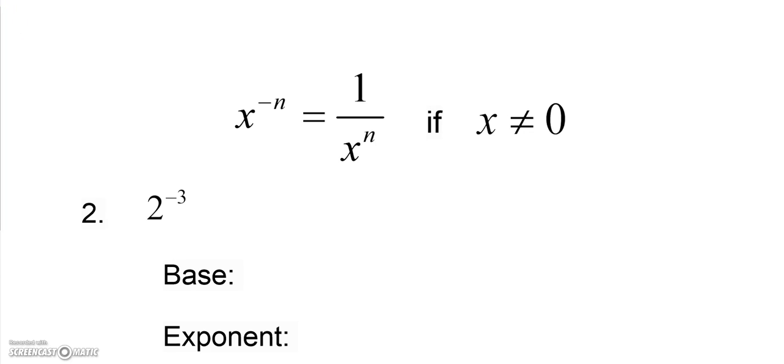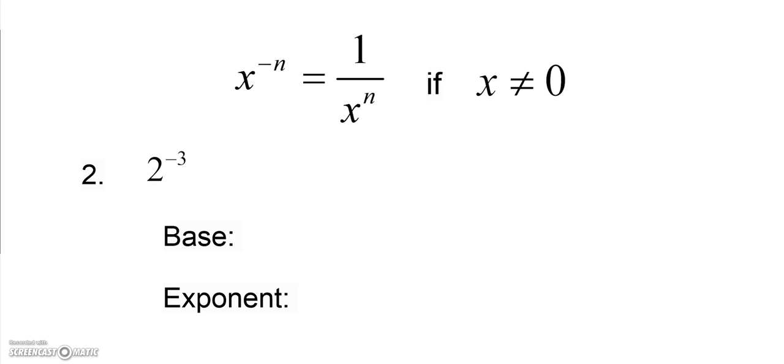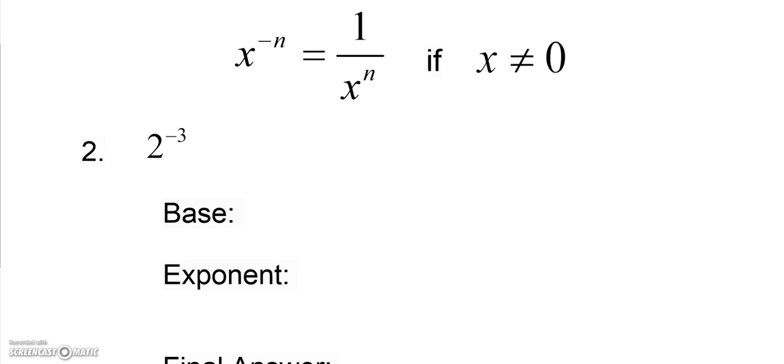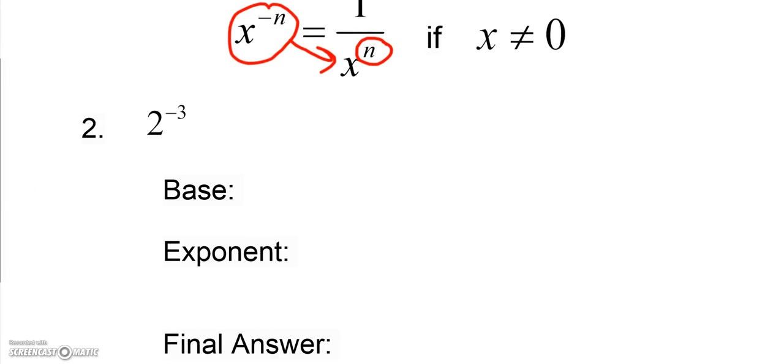Alright, next thing. If you have anything to a negative exponent, so I have x to the negative n, then you need to take that x to the n and it's going to go to the bottom. And when it goes to the bottom, notice how it's positive. The only thing is x can't equal 0, because when 0 goes down, it's undefined.